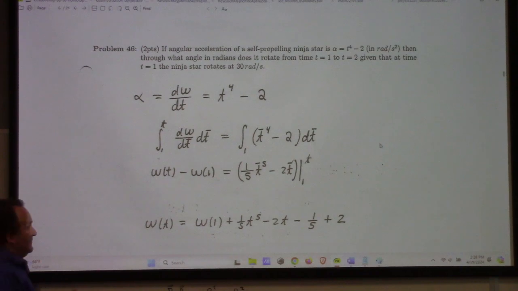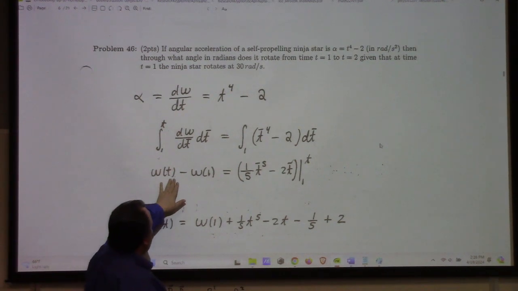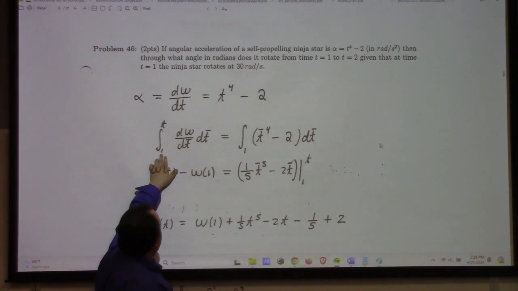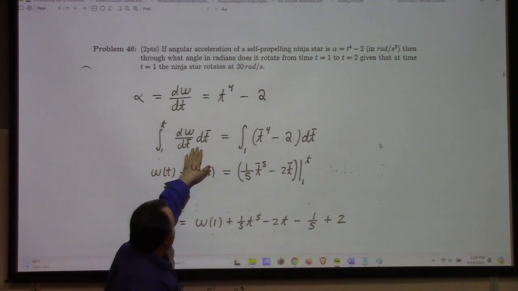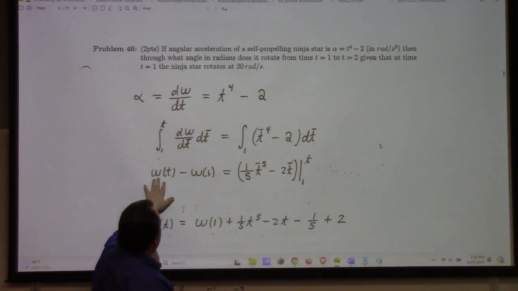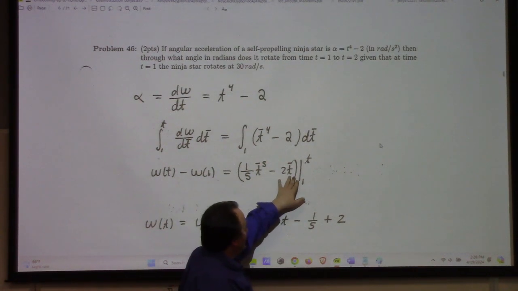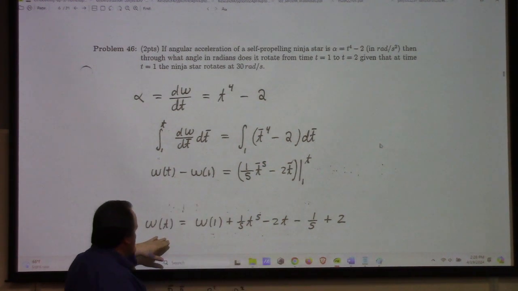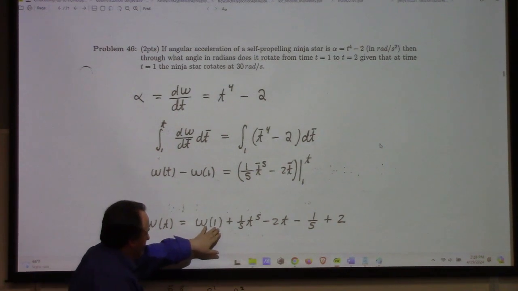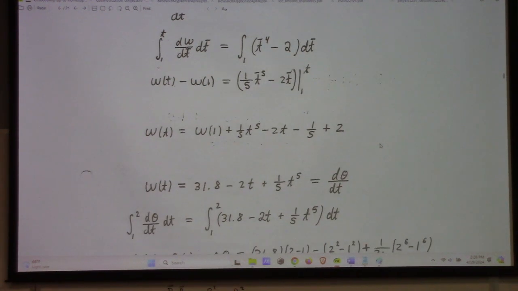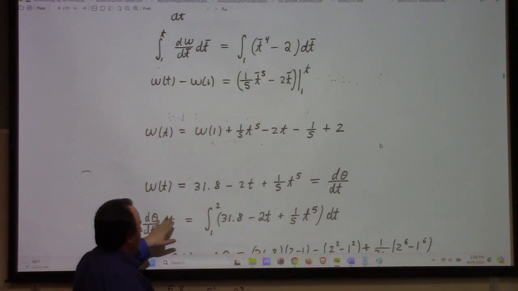So integrating acceleration gives me angular velocity. I integrated from time 1 to time t. This t bar is an integration variable, so that gives me omega of t minus omega of 1, and then 1/5 t bar to the 5th minus 2 t bar, evaluated from 1 to t. Plug it in, I get this, but omega 1 was given to be 30. After I clean it up, I get omega of t is 31.8 minus 2t plus 1/5 t to the 5th.